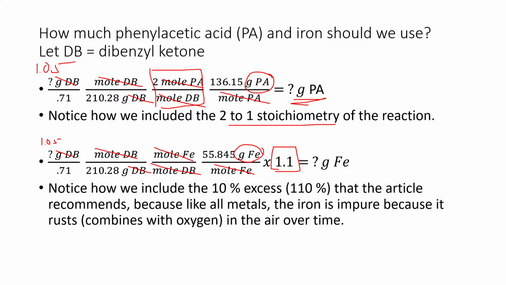So just remember, if these are our starting materials, if the iron is going to be in excess, that means our limiting reagent will be the phenylacetic acid. But we include this 10% excess because it's recommended by the article. Remember, most metals, especially iron, can be impure and can rust because it combines with oxygen in the air over time. So we include a little bit extra just to make sure that we get the reaction down to completion and try to get as much product as possible.